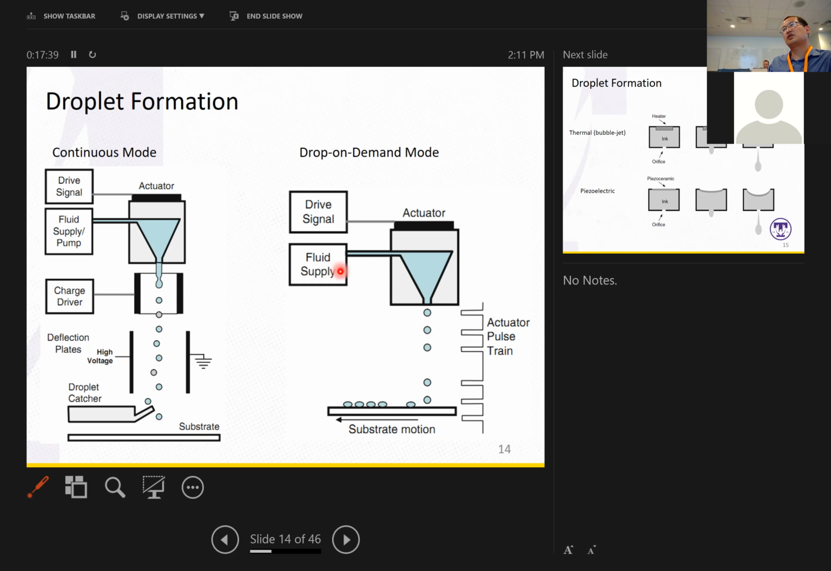From this fluid supply, the droplet is formed and then controlled by certain mechanisms, and then put onto this substrate. And you can see this substrate is in motion such that your droplet is placed in different locations. And the distance between each droplet is relatively larger compared to this continuous mode. And there are different ways to control this. And also there is some quite new research.